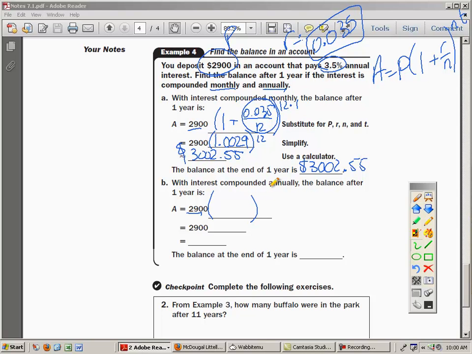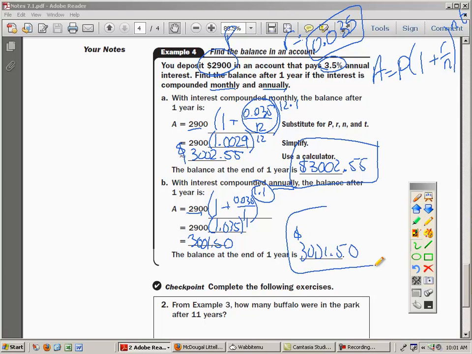All right, now if we compound annually, that means the number of times we compound is only 1. So this is 1 plus the interest rate, 0.035. And we're going to put that over 1 raised to the 1 times 1. Well, 1 times 1 is 1. 0.035 over 1 is 0.035. So this is 1.035 all to the first power. 2,900 times 1.035 to the first ends up coming out to roughly $3,001.50. And so I'm going to ask you, what's better?